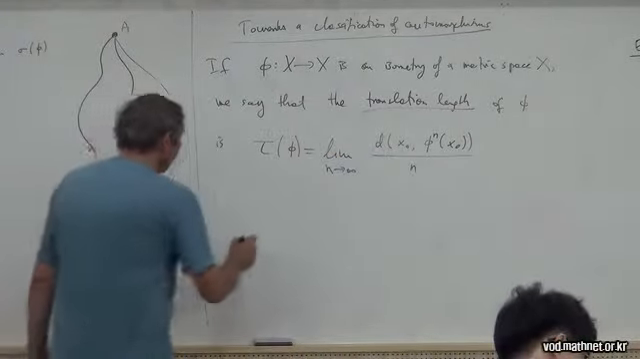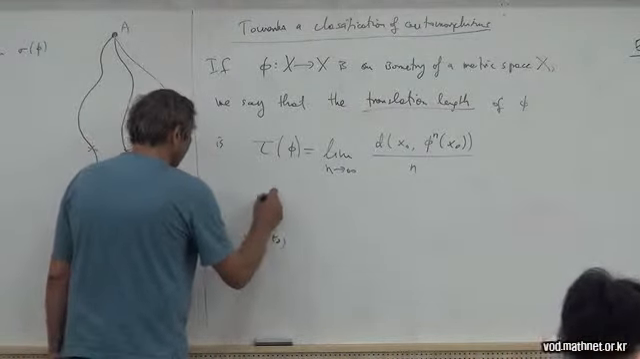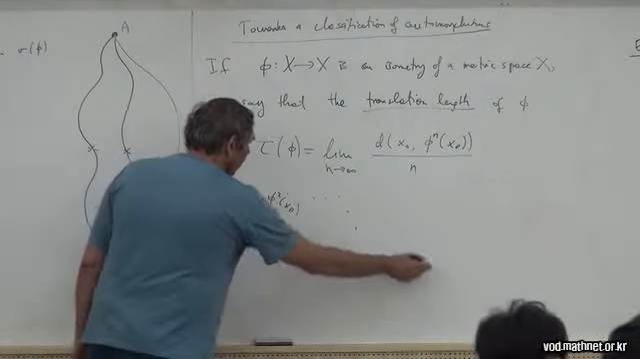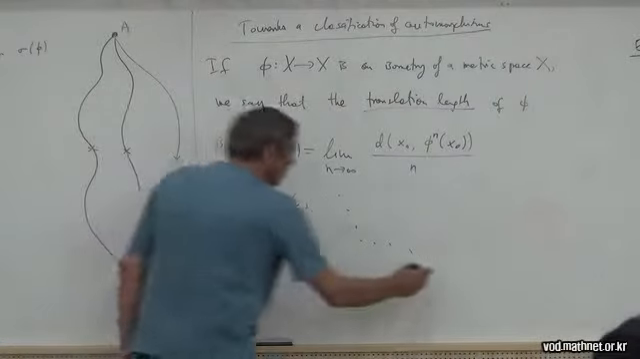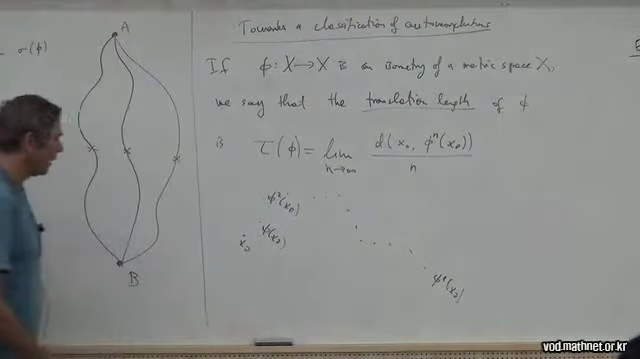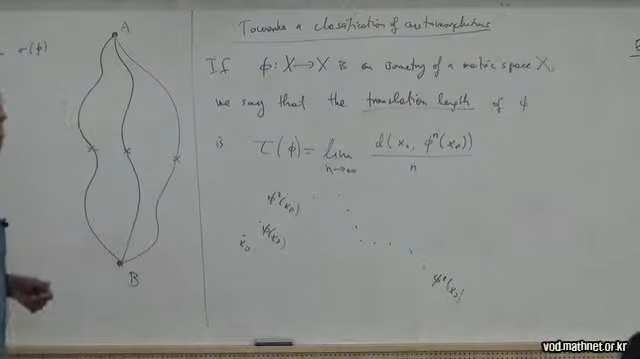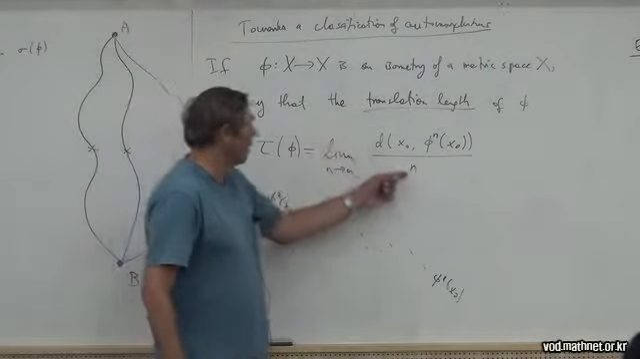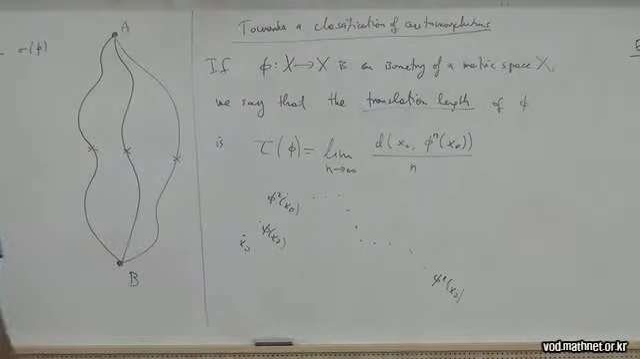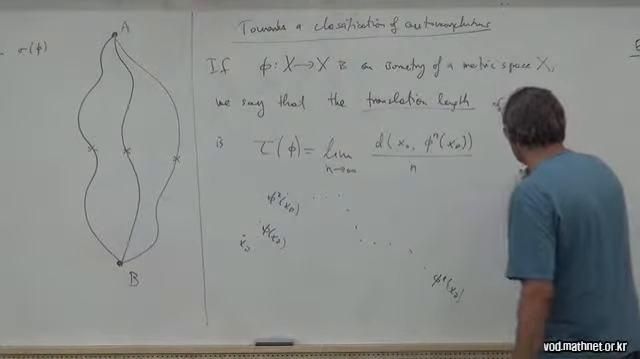So I start with the base point x0 and I look at the iterates: phi of x0, phi squared of x0, and so on. I don't know what these points do, but I measure the distance between the original base point and the nth iterate. This is some number, and maybe naively I expect this to grow linearly, so that's why I'm dividing by n, and I'm interested in a speed of going to infinity. And a little fact from analysis is that this limit always exists.